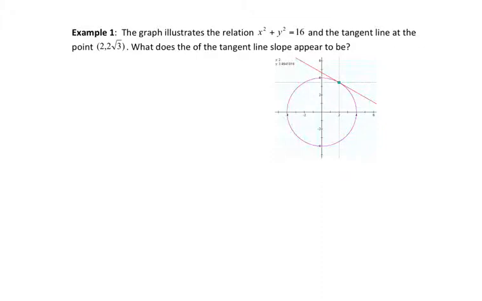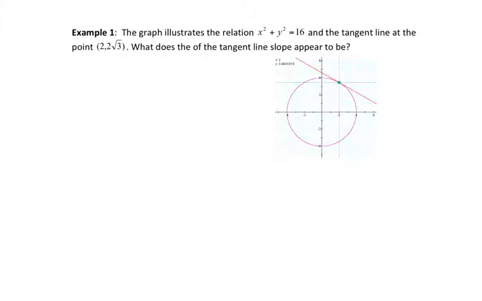So let's look at an example of an implicit differentiation, equation of a circle. X squared plus y squared is r squared. And we're looking at our tangent line here. So we go through the point 2 and 2 root 3.